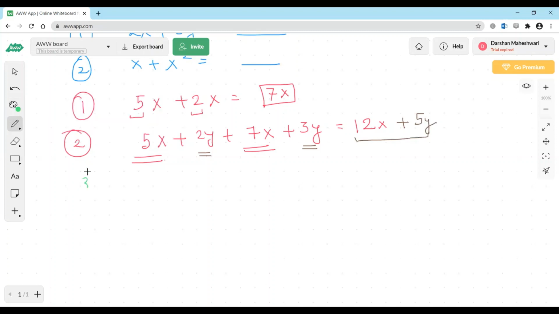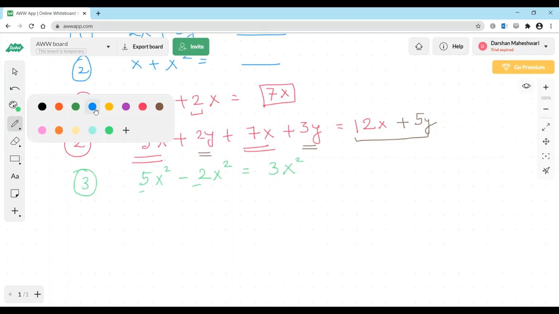All right, let's take another example of subtraction. What is 5x square minus 2x square? These are like terms, and we do 5 minus 2, which is 3, and x square remains as it is. So this is the subtraction.